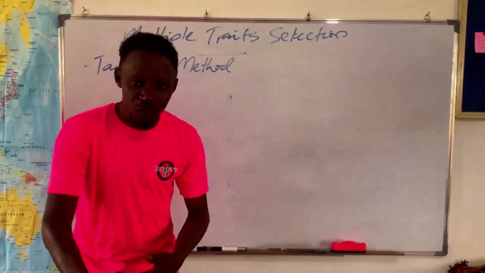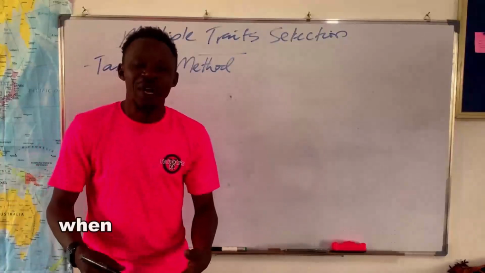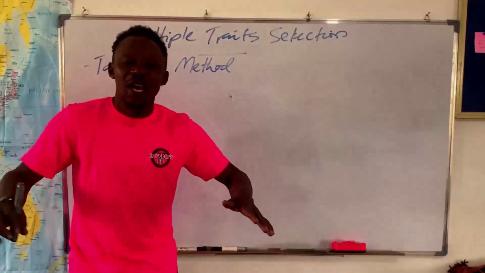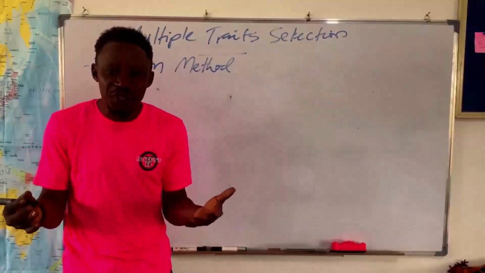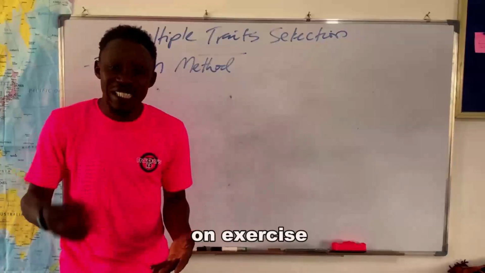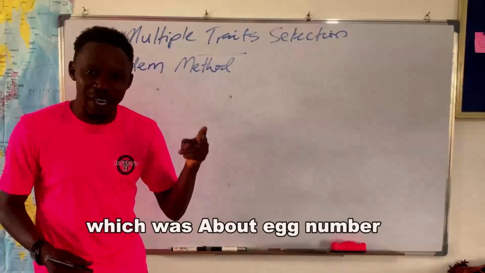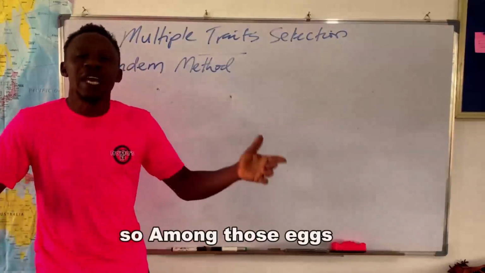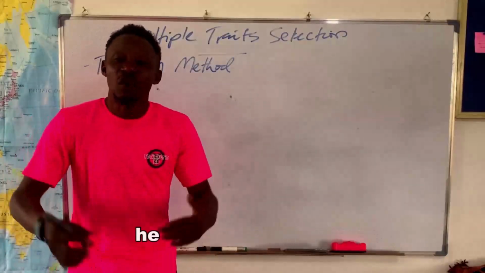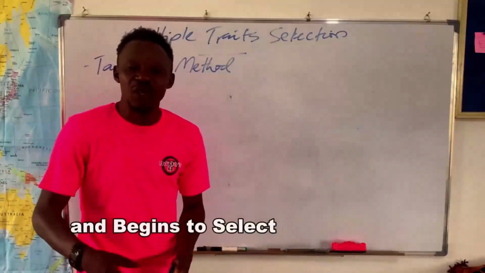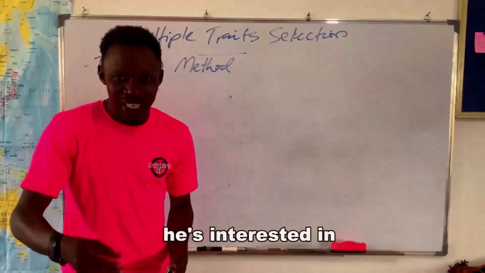So when he does this for the first generation, second generation, third generation, as the case may be, when he has gotten to a point that all the chickens or that trait has been fixed, or he feels he has achieved sufficient improvement on egg size, then he goes to his goal number 2, which was about egg number or quantity of eggs. So among those birds that he has on ground now, which he has improved for egg size, he goes inside of them and begins to select those that are laying more eggs. So you have achieved egg size, but now he's interested in number of eggs.